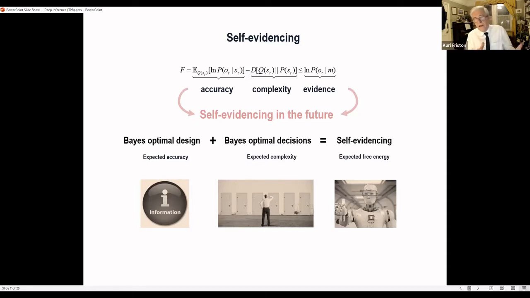And the two together are just two aspects of, or a decomposition of, self-evidencing, namely maximizing the free energy that I expect consequent upon an action.